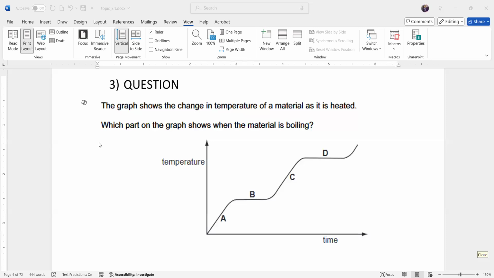Look, this is representing a heating curve. Initially, when we label the states, first we will have a solid. When there is no change in temperature, it means the solid is turning into a liquid, and we call that temperature the melting point. Once all of the solid has turned into a liquid, we'll have a liquid here, and then the liquid is turning into a gas. When liquid is turning into a gas, that temperature is called the boiling point. Which part of the graph shows when a material is boiling? So D will be the valid answer here.